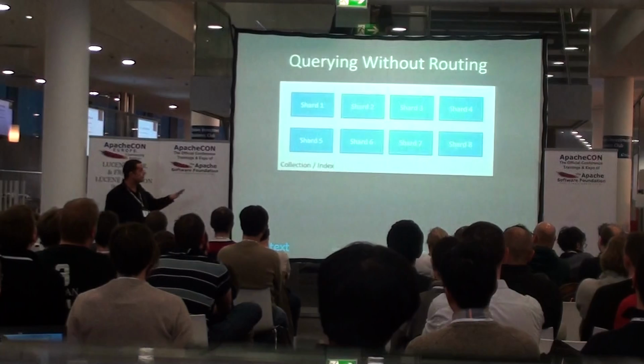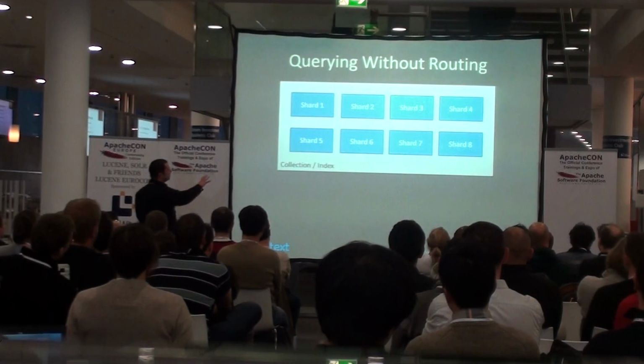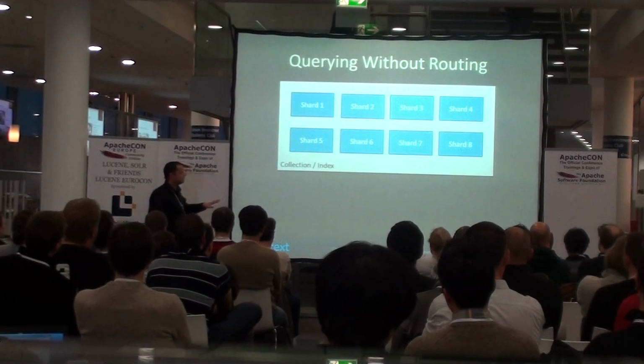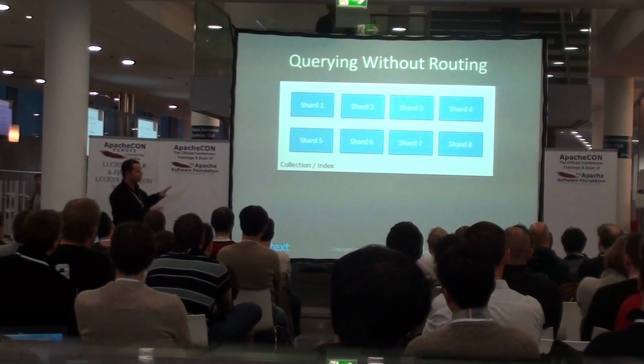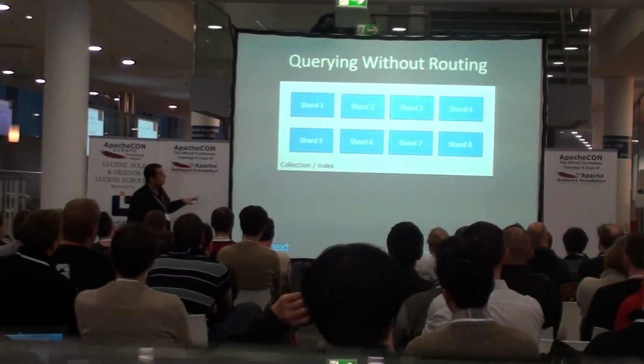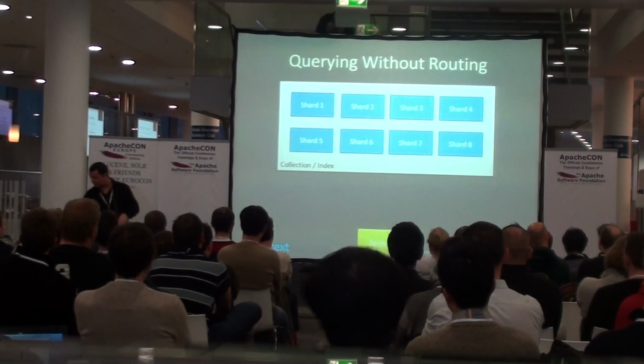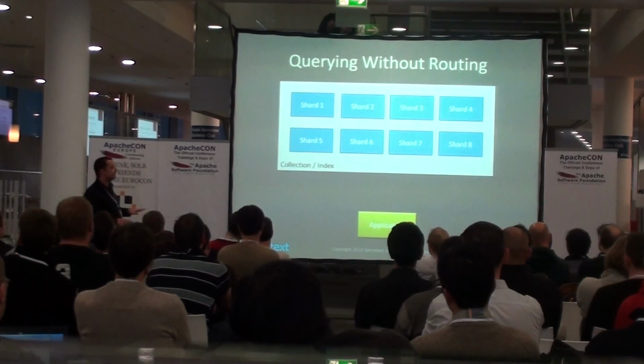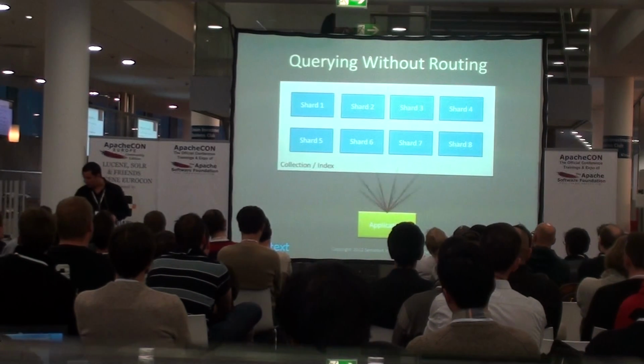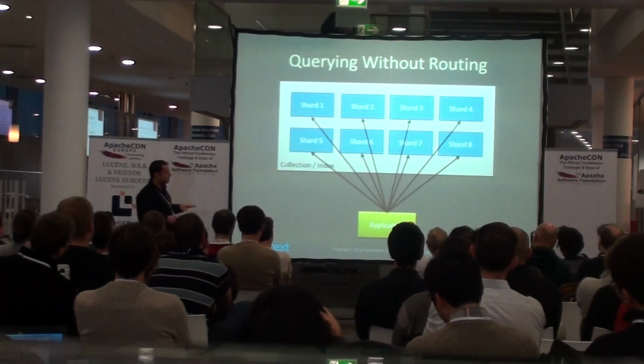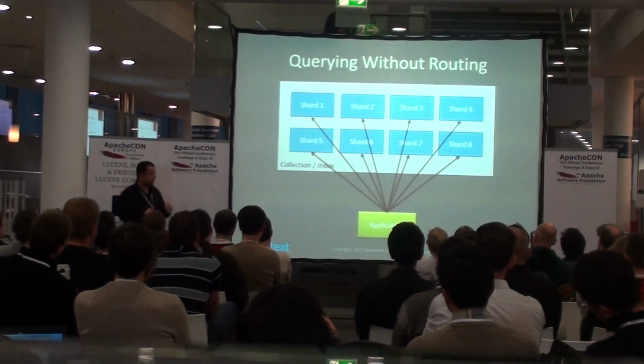although we'll see something, just in some visualization. Let's say we have a collection or an index with eight shards. I didn't divide it into multiple nodes just for ease of reading. So we have eight shards in an index, and our application doesn't know where the data is. So what we have to do is query all the shards, gather the results, and return.